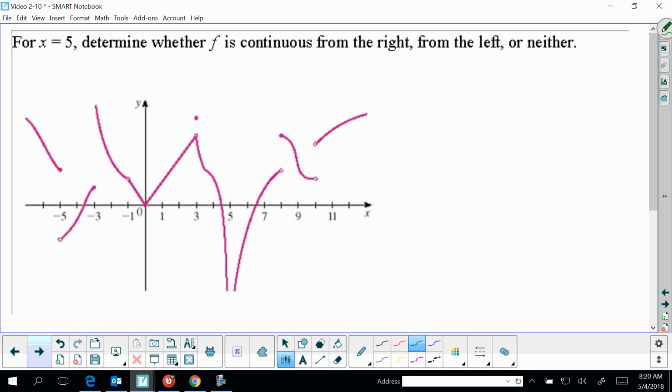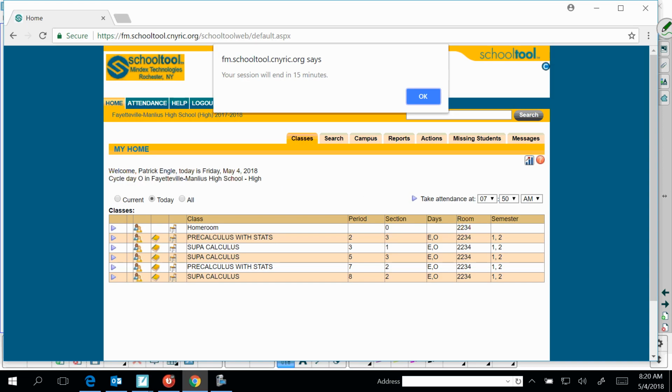All right, here's a graph. And this one wants to know, at x equals 5, you don't have to copy down this graph, you can just follow along, are we continuous from the right, continuous from the left, or neither? And remember, you're continuous from a single side if there's a closed circle on that side. So just some examples. Like at -5, there's a jump.